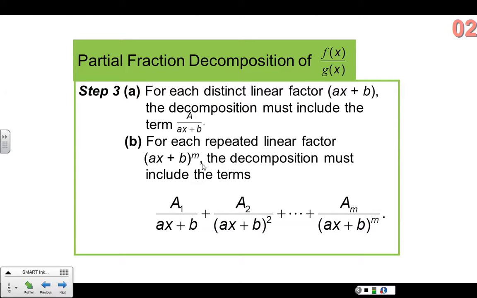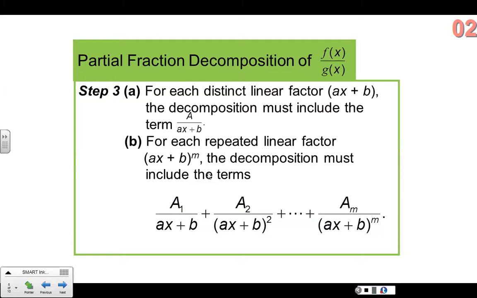For each distinct linear factor, the decomposition must include a constant, so we're going to use just a capital letter to represent a constant, over that linear factor. If you have repeated linear factors, for example, ax plus b to the second or ax plus b to the third, for each repeated linear factor, the decomposition must include a term for each power, walking its way up to the highest power you need.